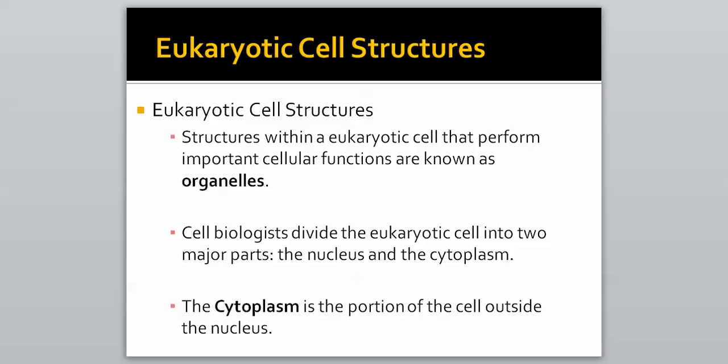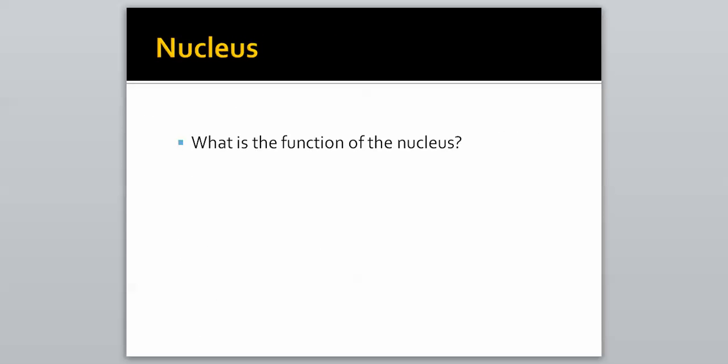So, cell biologists divide the eukaryotic cell into two major parts, the nucleus and the cytoplasm. The cytoplasm is the portion of the cell just outside the nucleus. It's almost like a jelly-like filling, I guess is how I would describe it. I think you guys have probably heard that term before. So, we're going to take a look solely today at just the things that are found inside the nucleus.